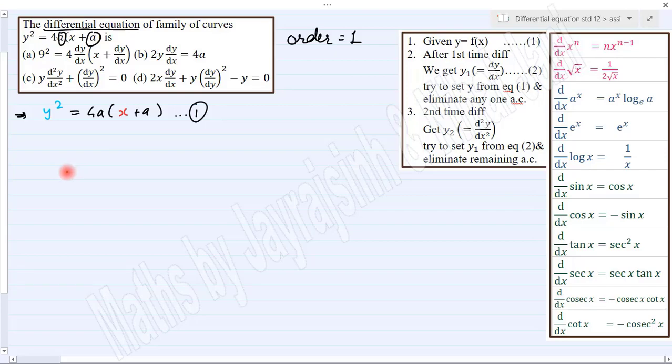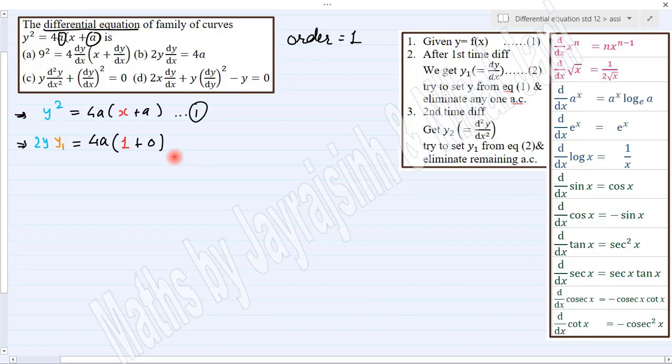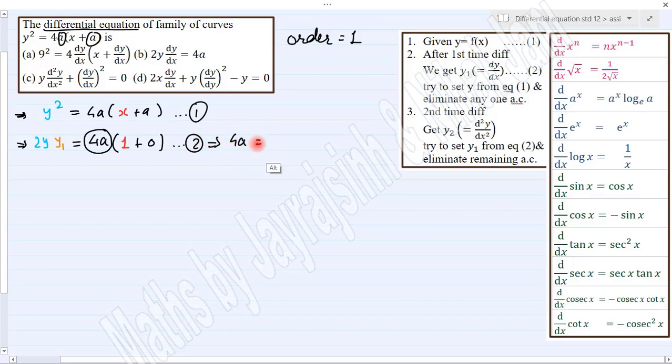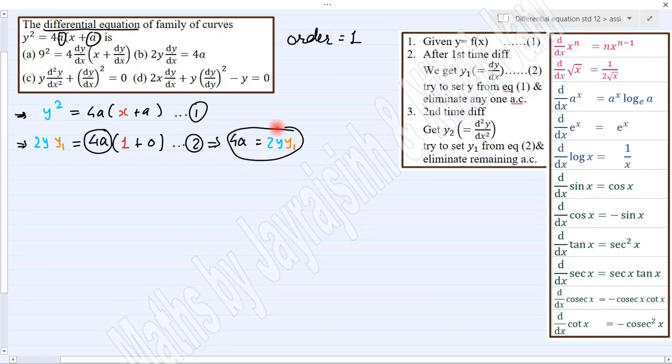Let's say this is your equation number 1, and if we differentiate with respect to x, we will get 2y into y1 is equal to your 4a as it is, differentiation of x will be 1 and differentiation of a will be 0. So we get our y1. Now we have to eliminate this 4a. From equation number 2 we will get 4a is equal to 2y into y1, and substitute this value of a in equation number 1.